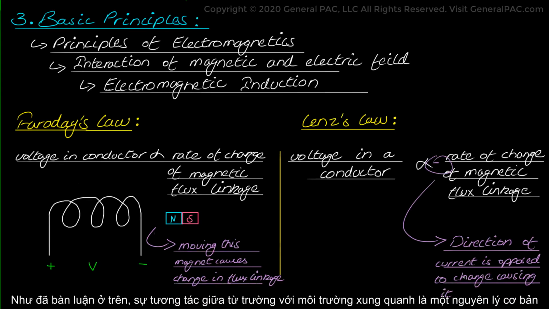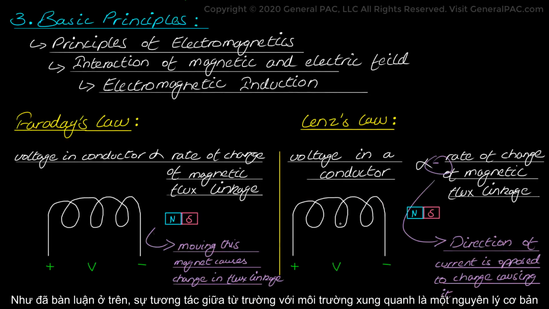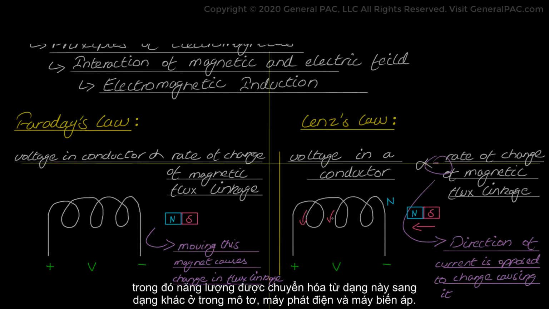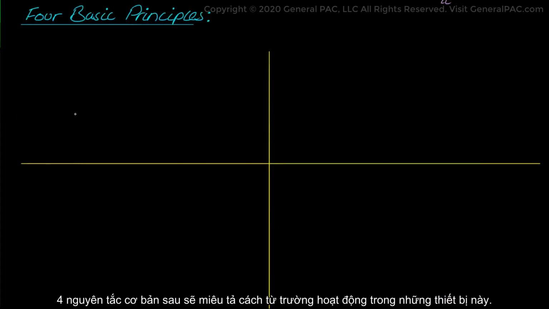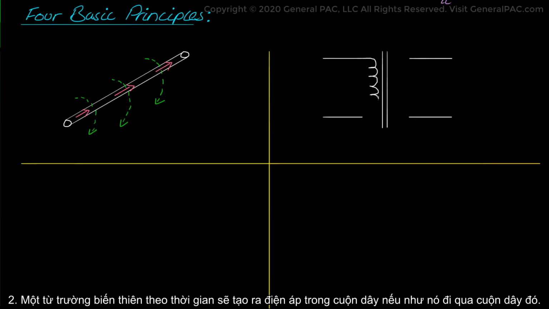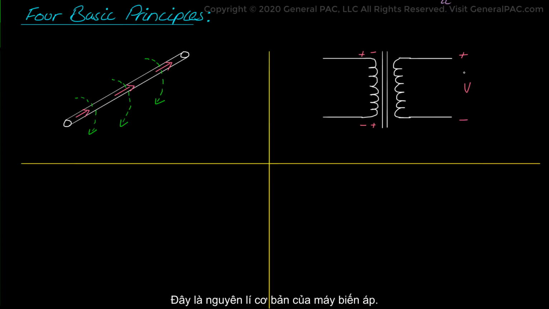So, as previously discussed, the interaction of magnetic field with its surrounding is the basic mechanism by which energy is converted from one form to another form in motors, generators, and transformers. Four principles describe how magnetic fields are used in these devices. Number one, current carrying wires produce a magnetic field in the area around them. Number two, a time-changing magnetic field induces a voltage in a coil of wire if it passes through that coil. This is the basis of transformer action.